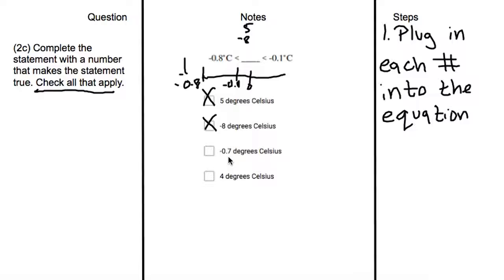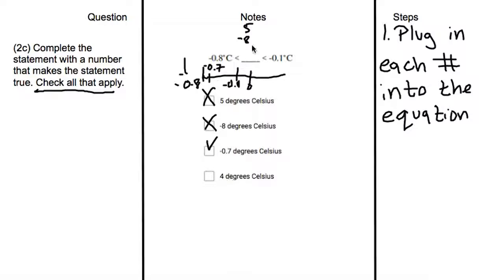Then when we plug in negative 0.7 degrees Celsius, we're going to say, is negative 0.8 less than negative 0.7? And it is, because negative 0.7 would land about right here on our number line. It is greater than negative 0.8 and it is less than negative 0.1. So it lands right here, meaning that this one is true.